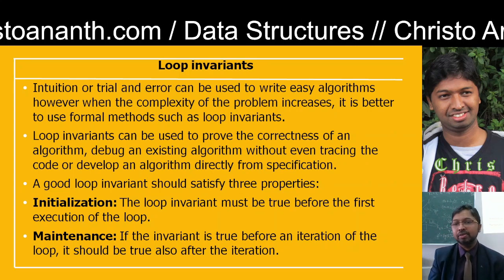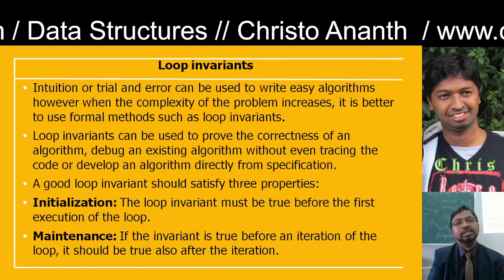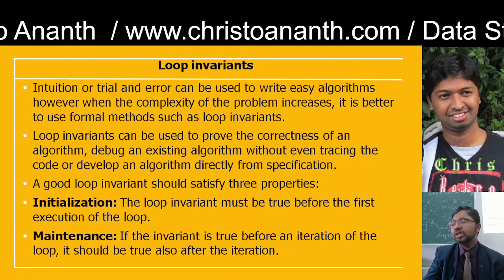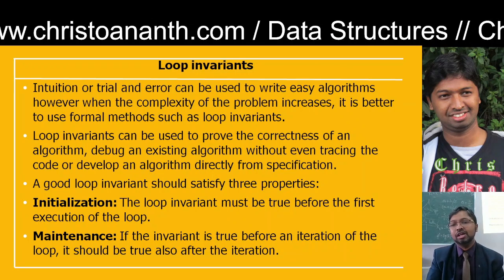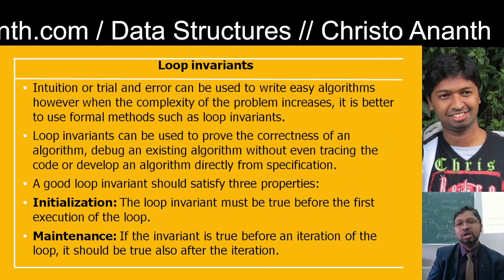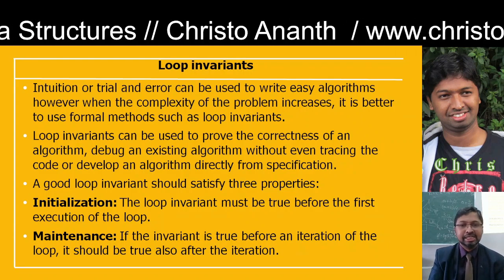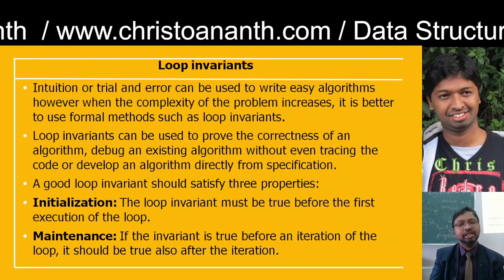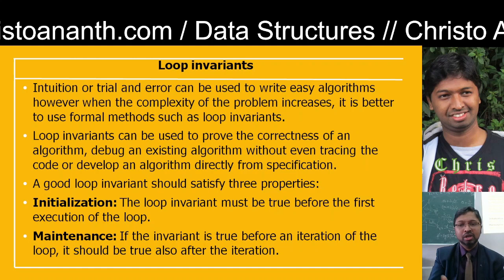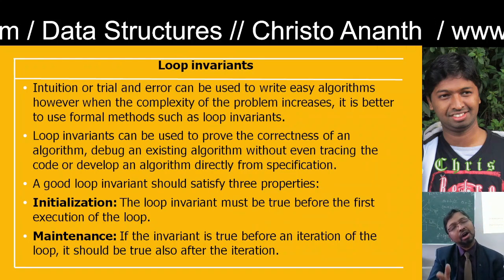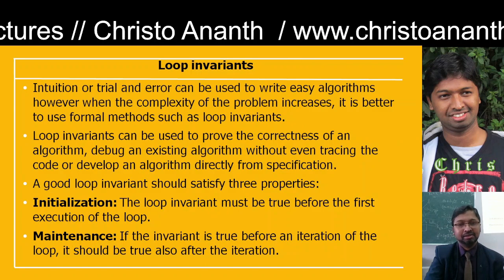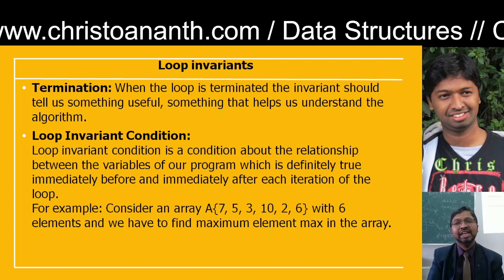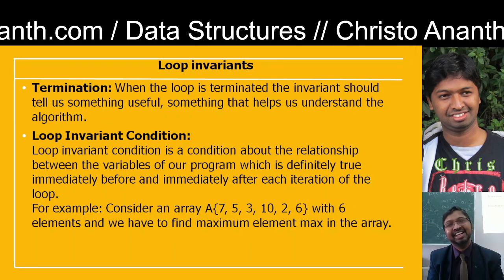Loop invariants can prove the correctness of an algorithm. You can debug, and find the error of an existing algorithm without even tracing the particular code, or develop the algorithm directly from the specification. A good loop invariant has initialization, which should be true before the first execution of the loop. Then maintenance, which means that if the invariant is true before the iteration of the loop, it should be true also after the iteration. Then termination: when the loop is terminated, the invariant should tell something useful, so you can understand that particular algorithm.